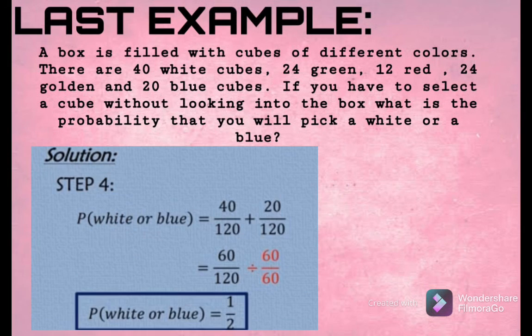And lastly, step 4. Add the probability of each event if it is required. We add the probability of white and blue because we are finding the probability of getting white or blue. So 40 over 120 plus 20 over 120 equals 60 over 120. We have to find the simplest form of 60 over 120, so we divide by 60. 60 over 120 divided by 60 over 60 equals 1/2. So the probability of getting white or blue is 1/2.